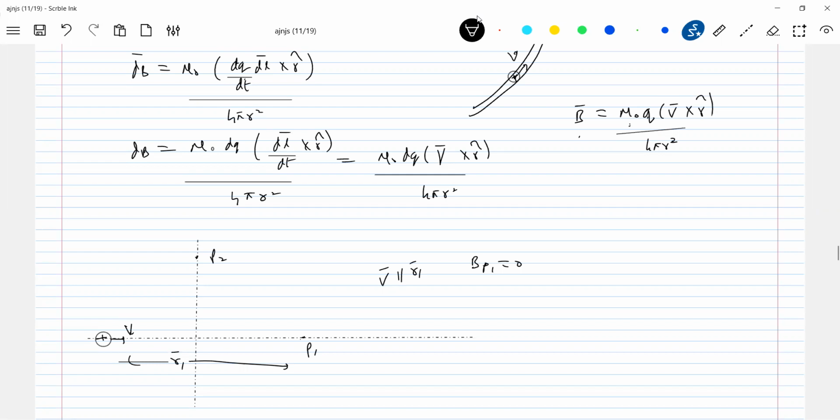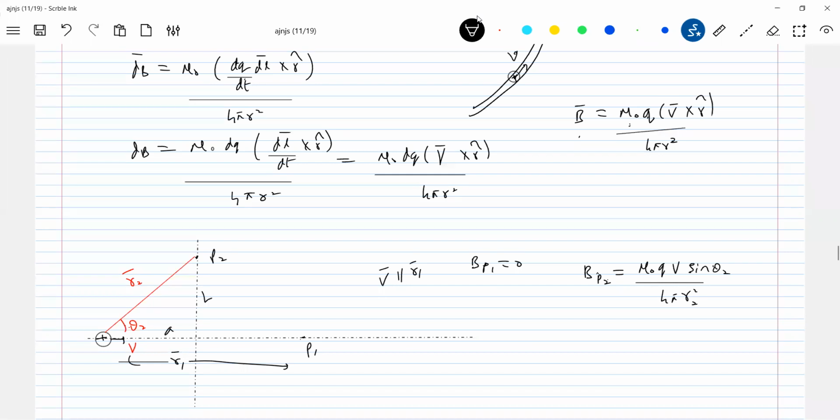What about P2? For that, you should draw a position vector R2. Then you must get this angle theta 2. Then the formula will be BP2 should be equal to mu naught QV sine theta 2 by 4 pi R2 square.